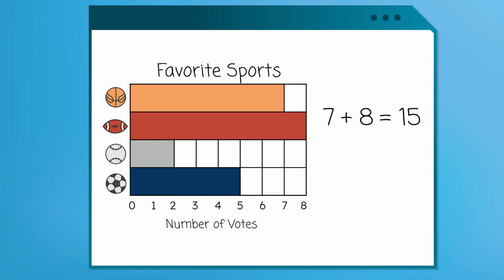15. Now let's add our other 2. 2 people voted for baseball and 5 for soccer. 2 plus 5 equals 7. Finally, we'll add the 15 votes from the first 2 to the 7 votes from the second 2. 22 people voted on their favorite sport.